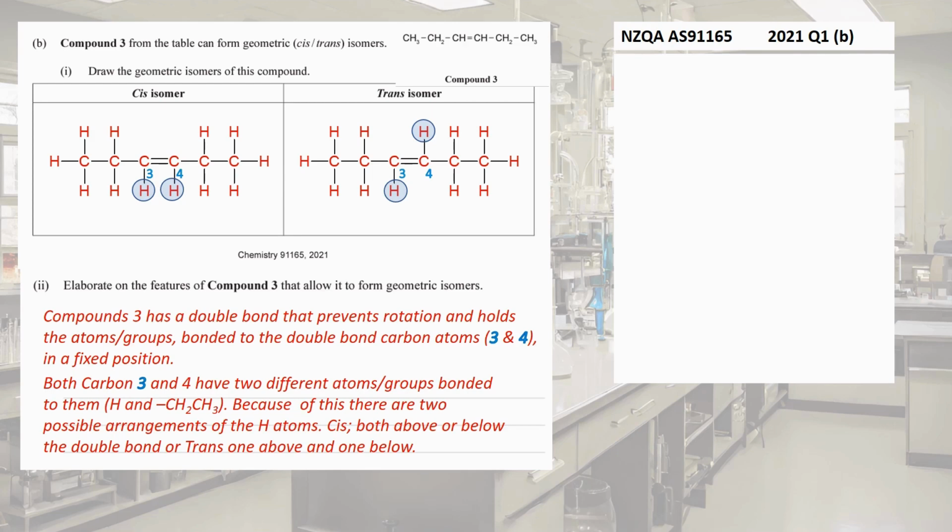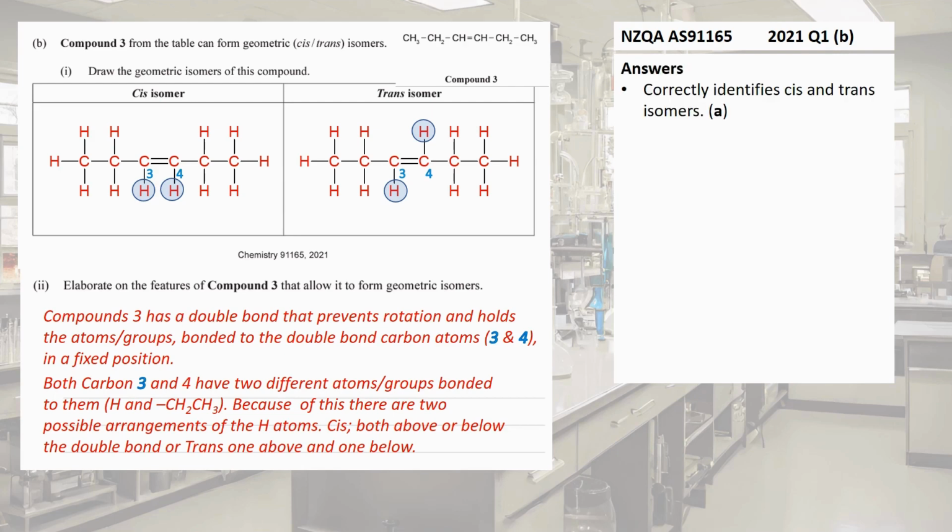It has a double bond and it has 2 different groups coming off each carbon of the double bond. Because there are 2 possible arrangements of the hydrogen, you can either have them both at the bottom, you could have drawn them both at the top, that's the cis arrangement, or you could have them both across, that's the trans arrangement. So this here is a fully detailed explanation.